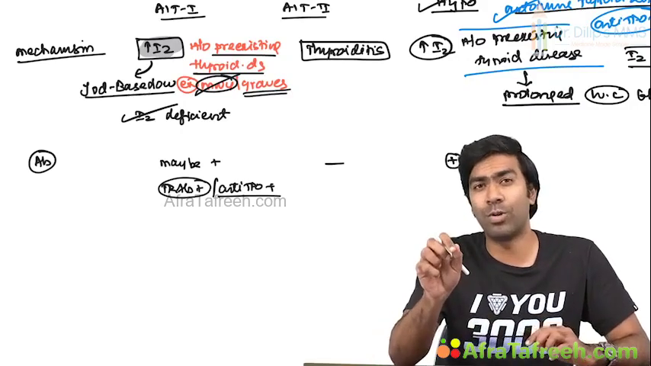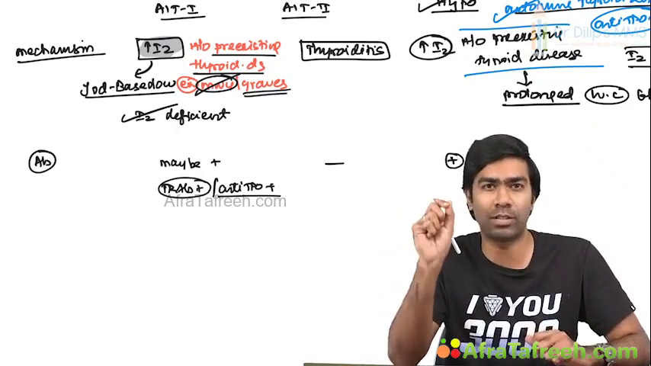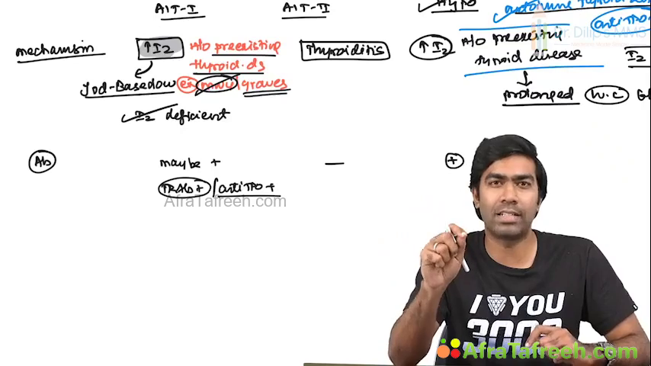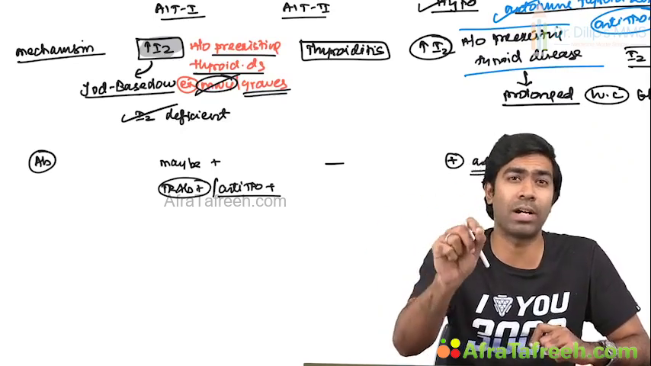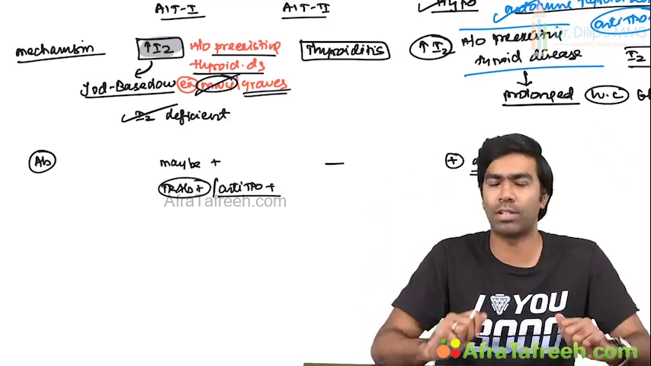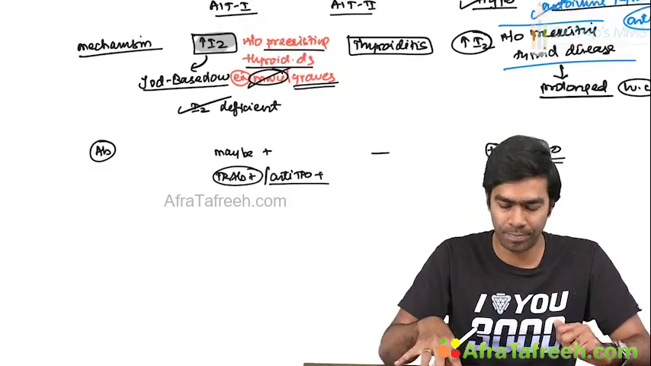That is the reason I told you in the hypothyroidism chapter itself, the presence of anti-TPO indicates that if you start amiodarone in those patients with positive anti-TPO, there is a risk of permanent hypothyroidism. Go back to your hypothyroidism chapter and see, I would have clearly mentioned it there.